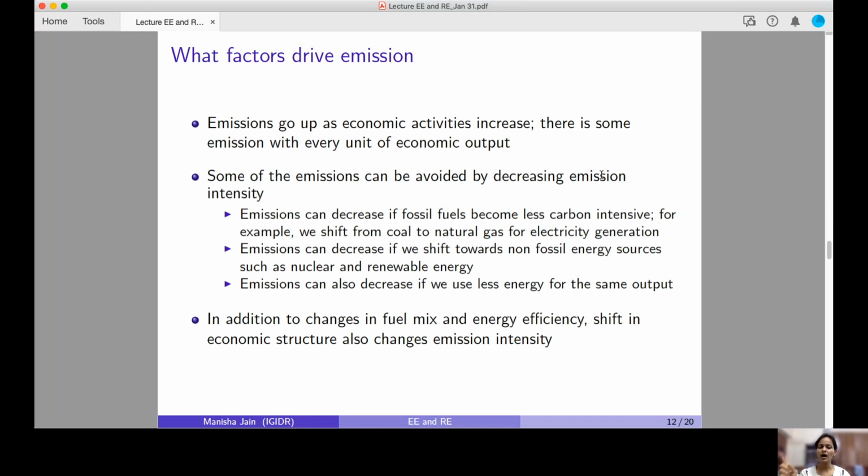Emissions will definitely go up as economic activities increase, if the energy source continues to be fossil fuels. Emissions will not go up as economic activities increase if we replace fossil fuels with renewable energy sources. But energy consumption will go up as economic activities increase.